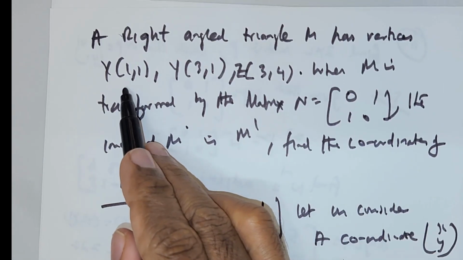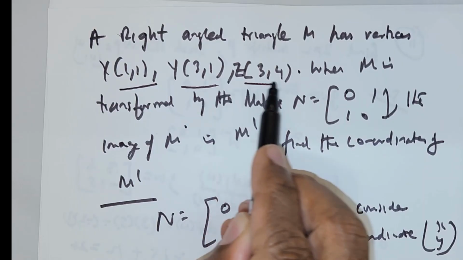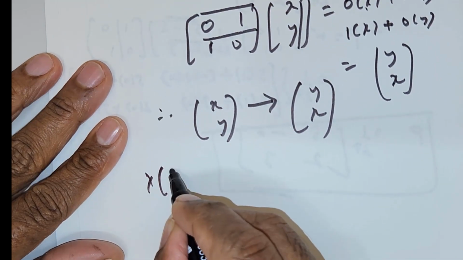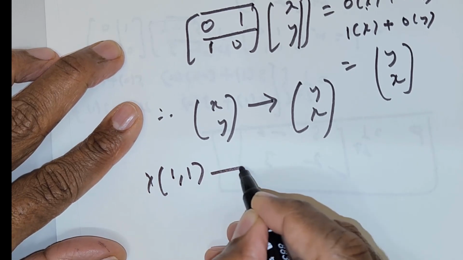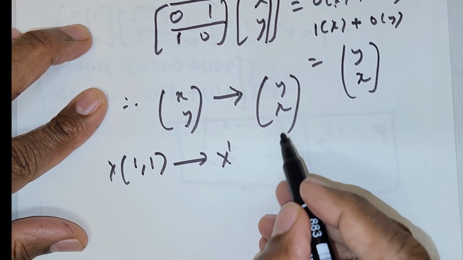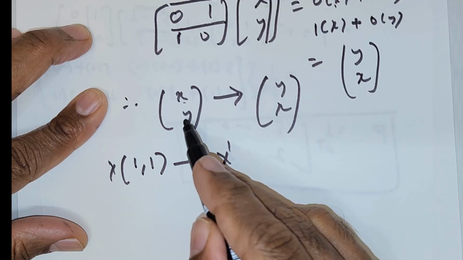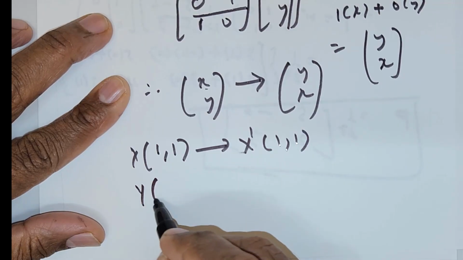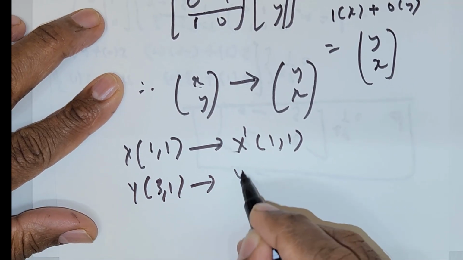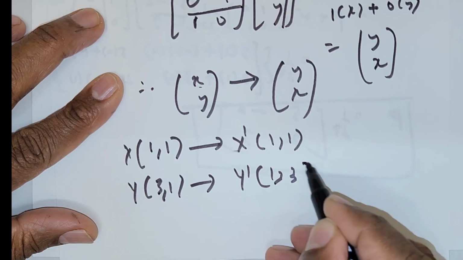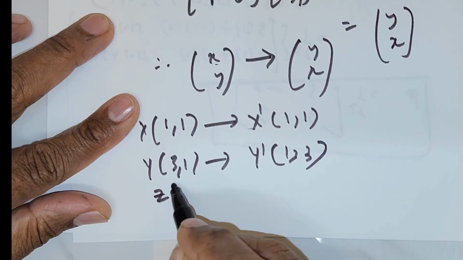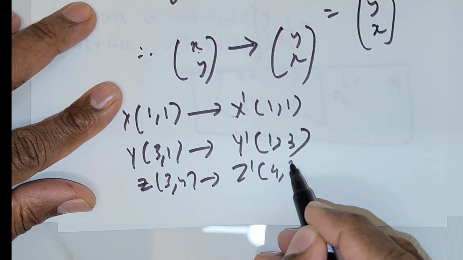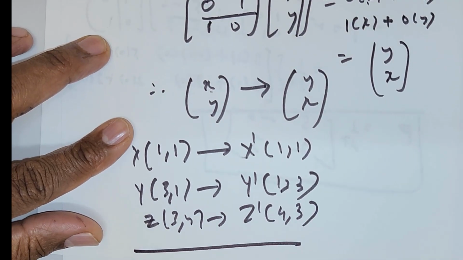So they're asking what is the new transformation when we apply this. So x of 1, 1 will be transformed to x dash. Now x becomes y, y becomes x. So this is going to be 1, 1. Similarly, y of 3, 1 is transformed to y dash of 1, 3. Now z of 3, 4 is transformed to z dash of 4, 3. So that is the solution for this beautiful question.